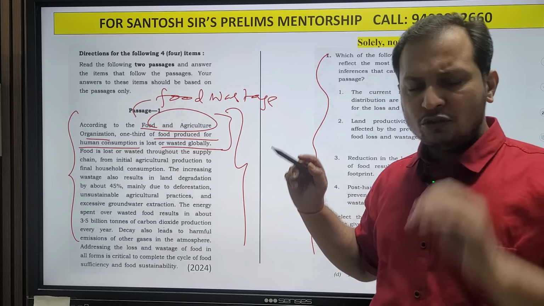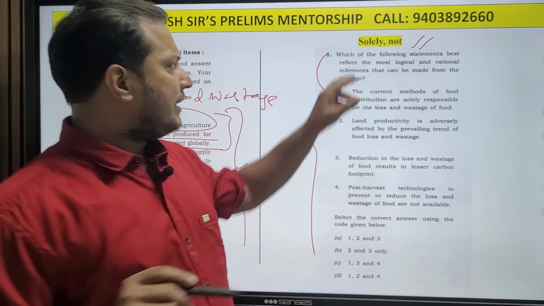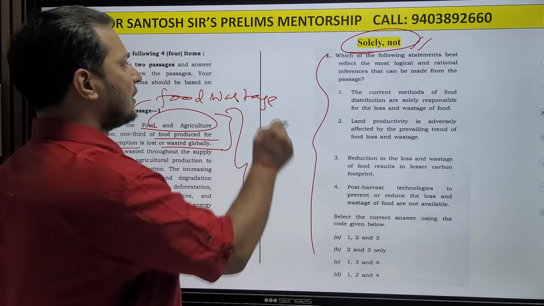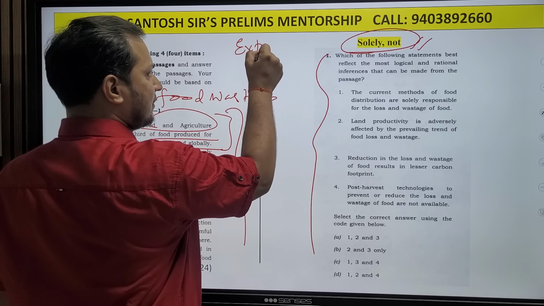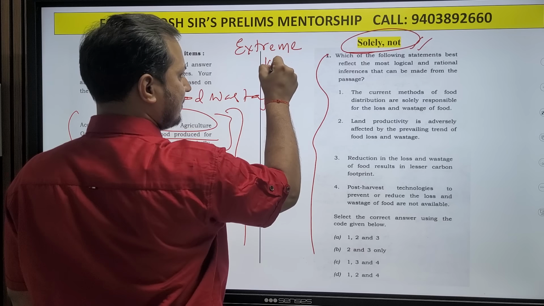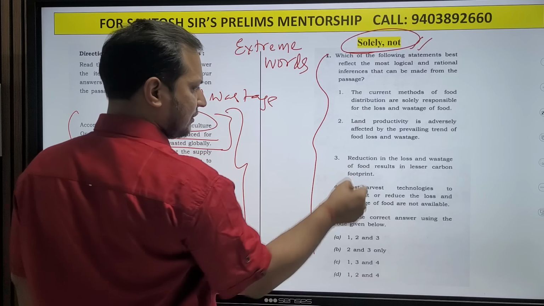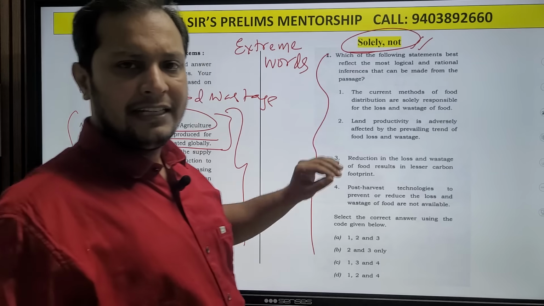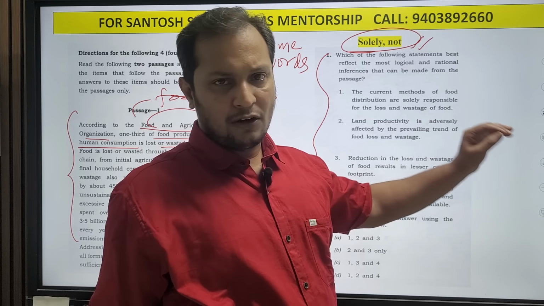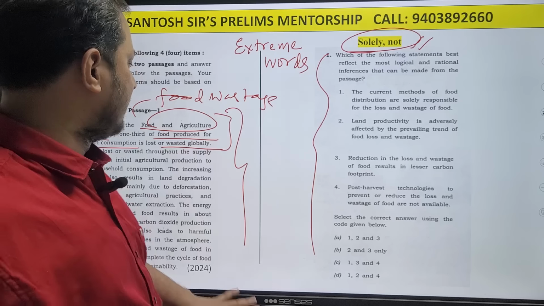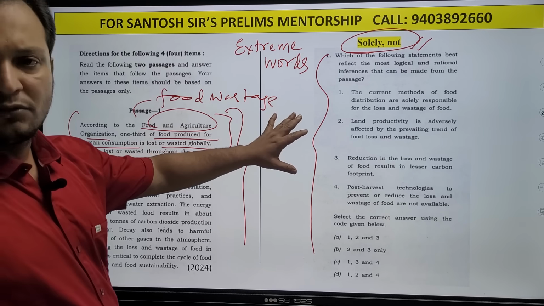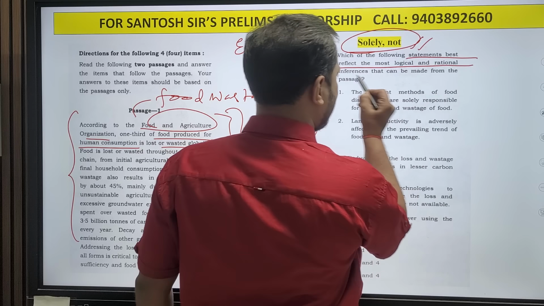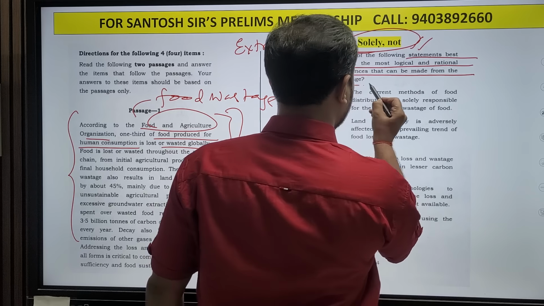But in UPSC questions, what I have observed is that if you go for these keywords you can easily get the answer. So what you have to do is look for extreme words in the options of the answer. If you find these extreme words, you can easily eliminate those options and get the answer. Let us see this question, guys. I'm not reading the entire passage. I'm just going to read the question. Which of the following statements best reflect the most logical and rational inference that can be made from the passage?